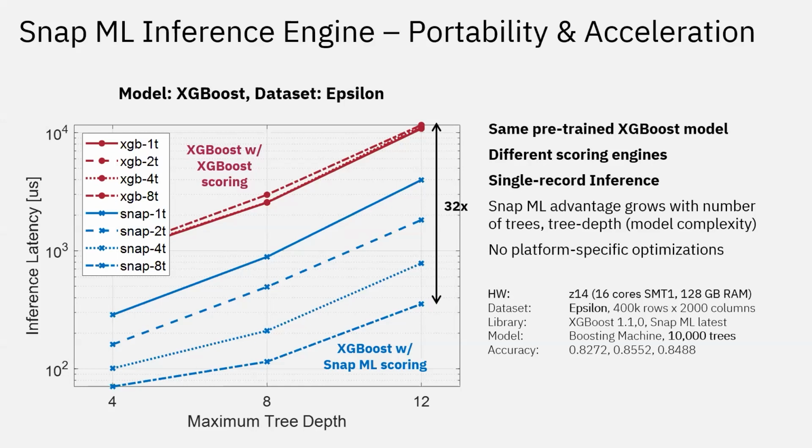Using 8 threads, we have a 32x speed up over the XGBoost scoring engine. And again, this is the same model, so the accuracy is the same in all cases. The model was trained on a different platform using XGBoost and then imported into the SnapML engine and evaluated on the Z mainframe system.